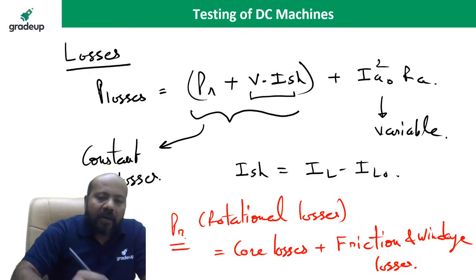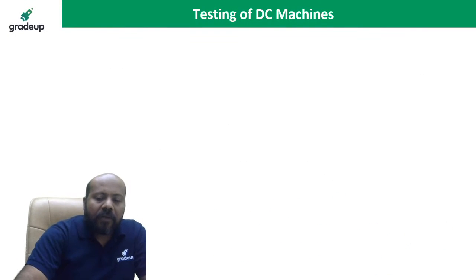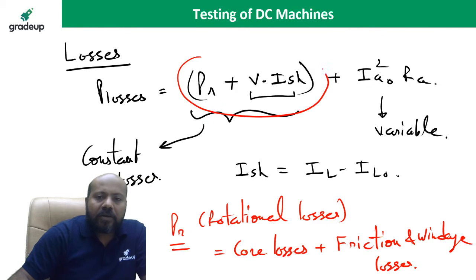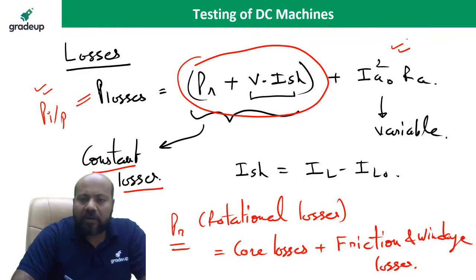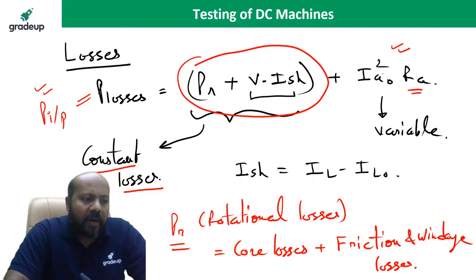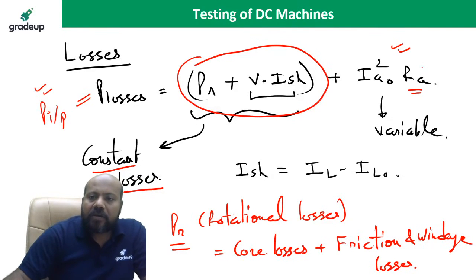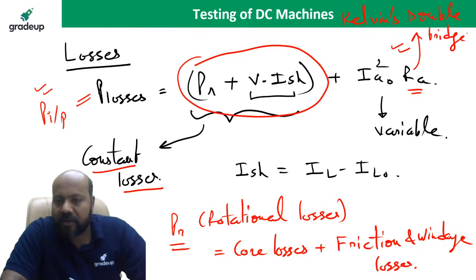These are together what we are calling rotational losses. Now, if you have to find the rotational losses along with the shunt field losses, which we are calling constant losses, what is the input? As the total losses you can calculate, and you can calculate the variable losses also. IA naught you can measure from the ammeter, and RA you can calculate by Kelvin's double bridge. Why Kelvin's double bridge? Because RA is going to be a very small value. We are going to use Kelvin's double bridge method to calculate armature resistance.